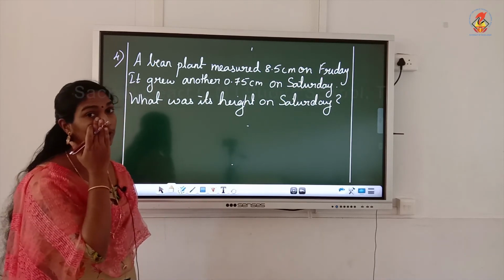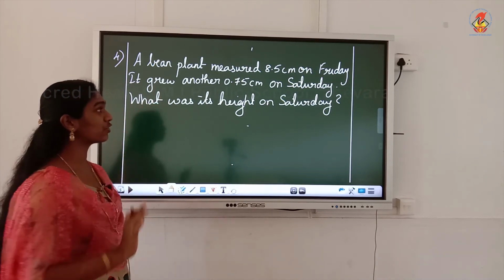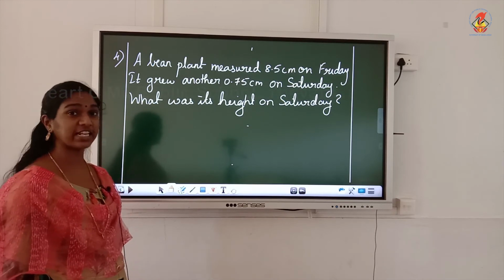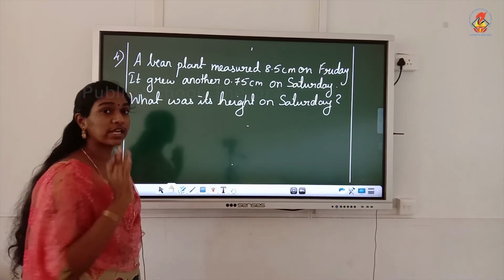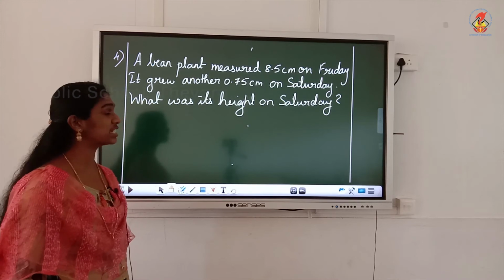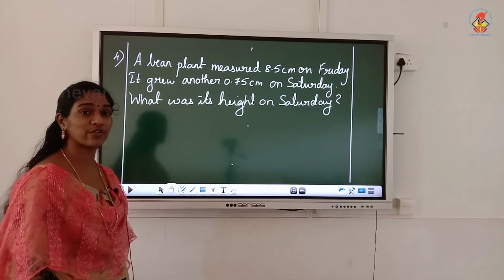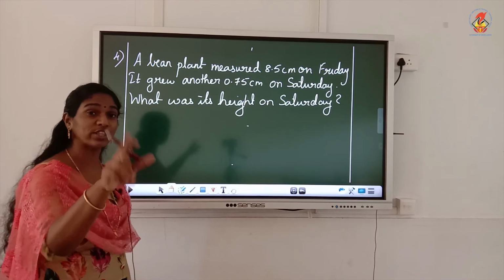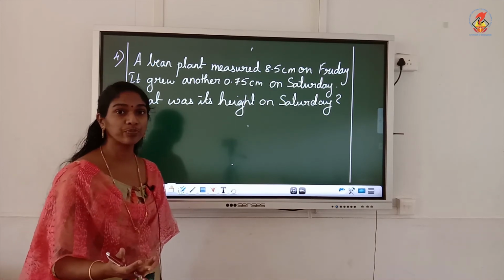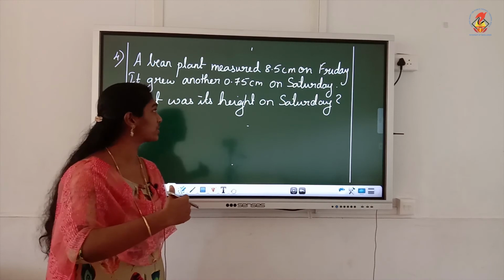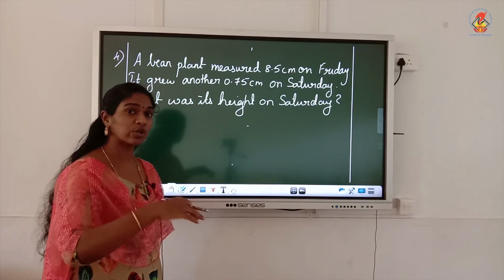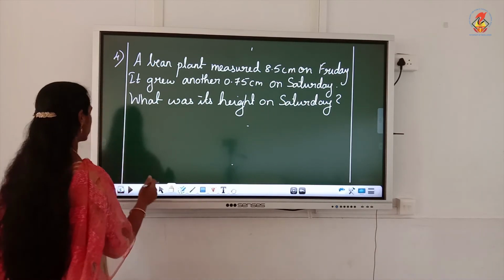What will we do, children, over here? They are given you the length of the plant on Friday and they are telling you it grew 0.75 centimeter on Saturday. So you have to find out the length on Saturday. It has grown up, isn't it? So we will add. So write the statement.